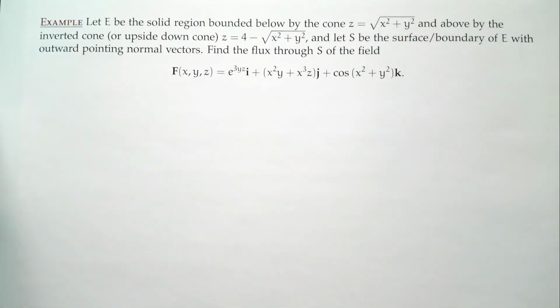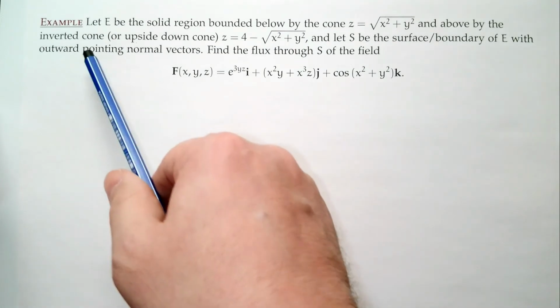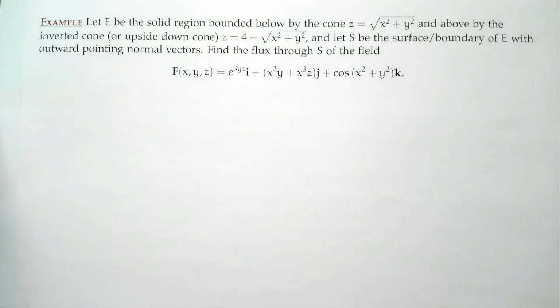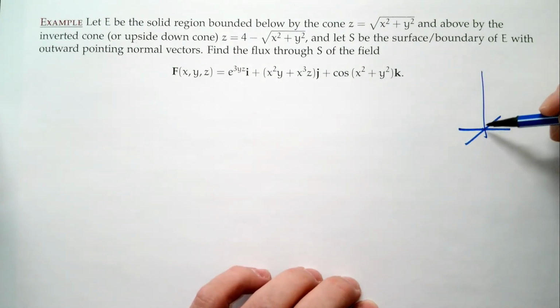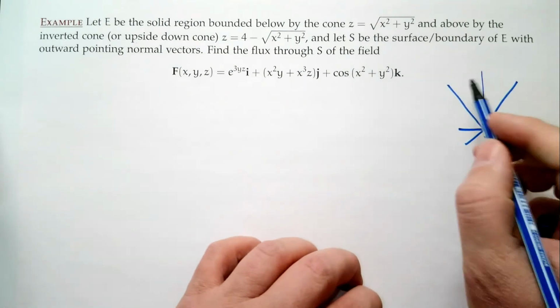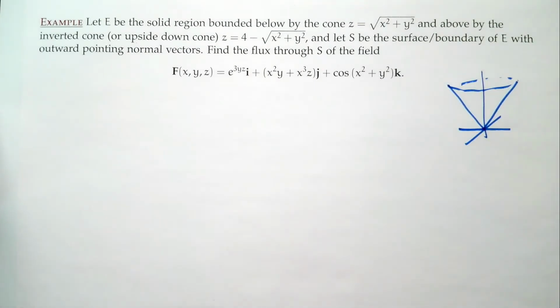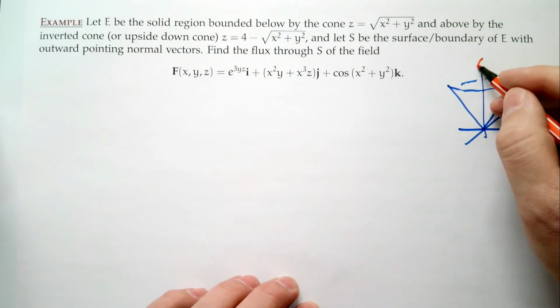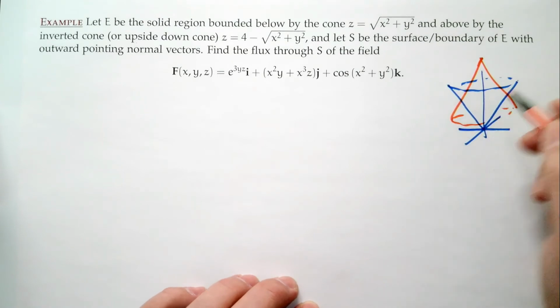Let E be the solid region bounded below by the cone z equals the square root of x squared plus y squared, and above by the inverted cone, also known as upside down cone, z equals 4 minus the square root of x squared plus y squared. So our shape, I'll quickly sketch it, is you have a cone that goes up, doing something like this. And then you also have a cone which goes down. So maybe it starts here at 4. Does something like this. And we want to be between them.